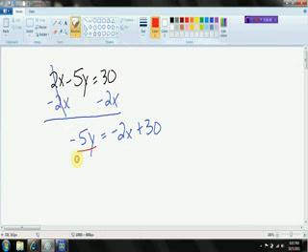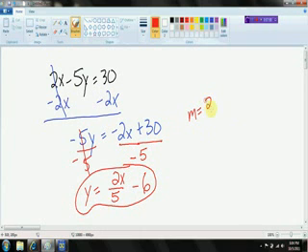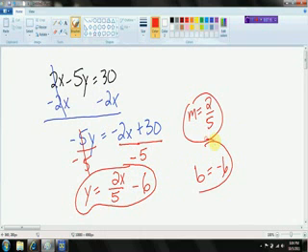I want to divide by negative 5. And I get y is equal to 2x over 5, or 2/5 x, minus, this time positive over a negative is minus 6. So there's my slope-intercept form. My slope is 2 over 5. Don't put the x next to it. And my y-intercept is negative 6. Just like that. Alright.